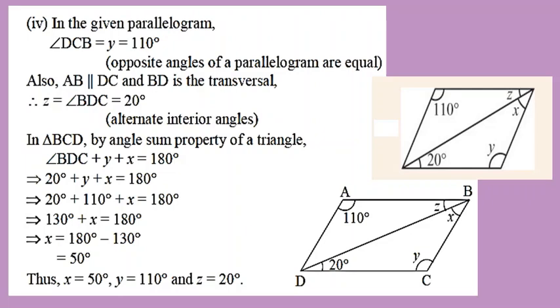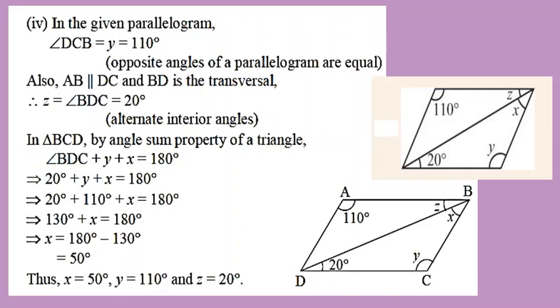Opposite angles equal. We have studied that. So angle C is named as angle Y, lowercase y. So Y and angle A, 110 degree. So Y is also 110 degree. I hope it is clear. Opposite angles equal.